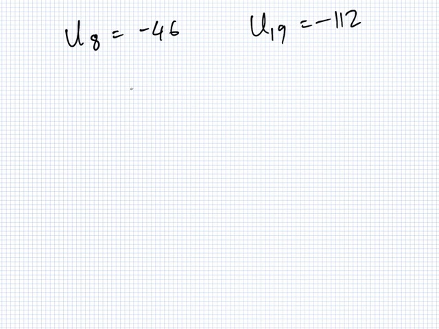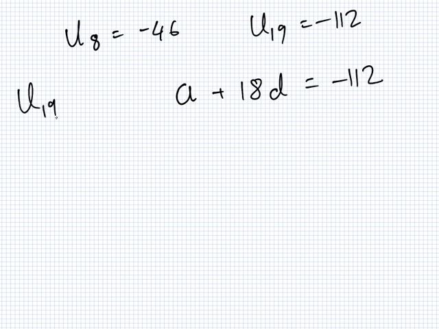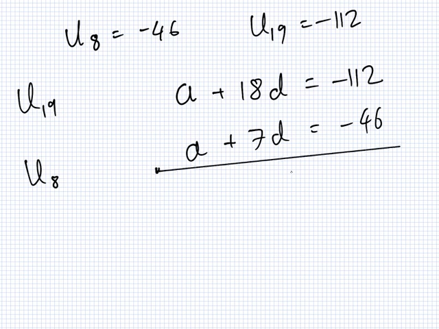Because what you can say is that A plus 18D equals minus 112, because that's the formula for U19, the 19th term. And the formula for the 8th term is A plus 7D. And you realize, of course it's enough, because I have 2 equations with 2 unknowns. So I can solve this to get 11D equals minus 66, so D equals minus 6.